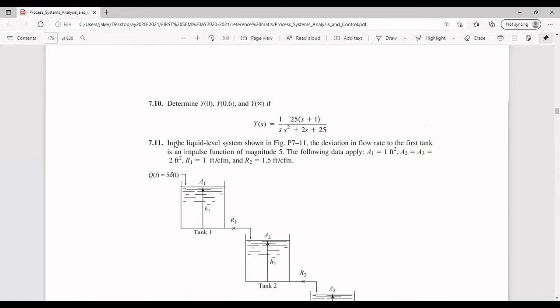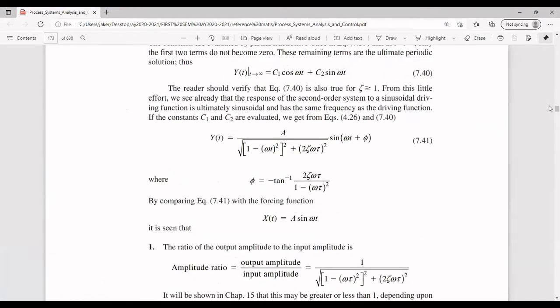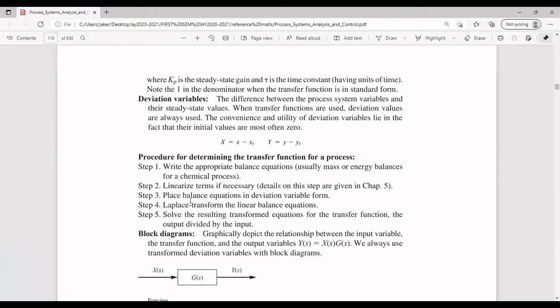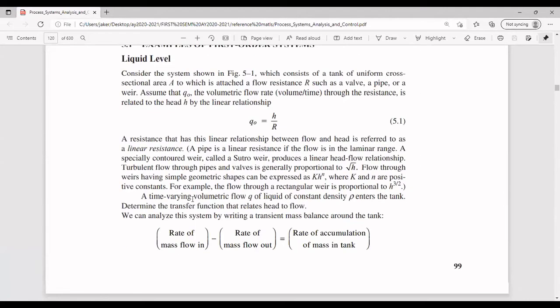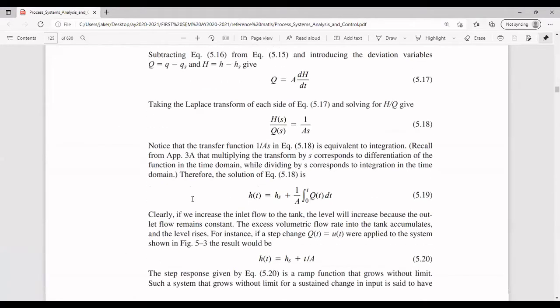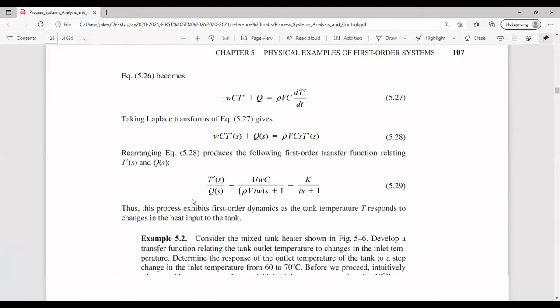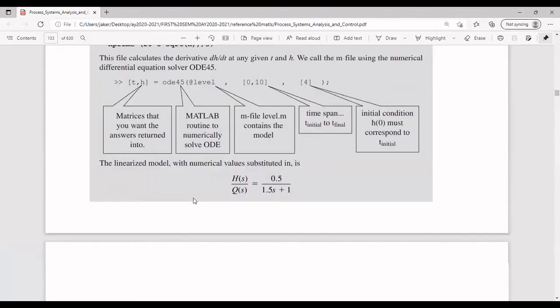Let's go back to the chapter which gives you the impulse response, just to outline how you're going to go about it. So you can actually get it from the graph.